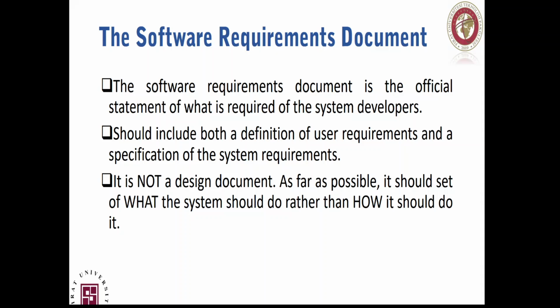So we need to write them down in a document which is official. This document should be an official document so that it should be approved and signed by both parties, the developing company and the client or the stakeholders of the software, or the customers who requested the software to be developed. All right, so what should it include?